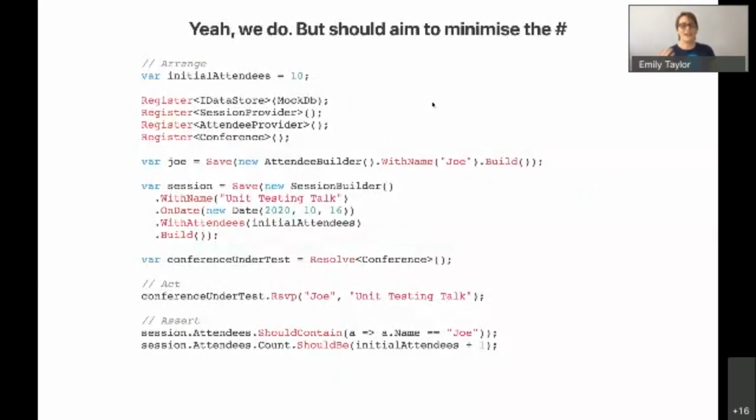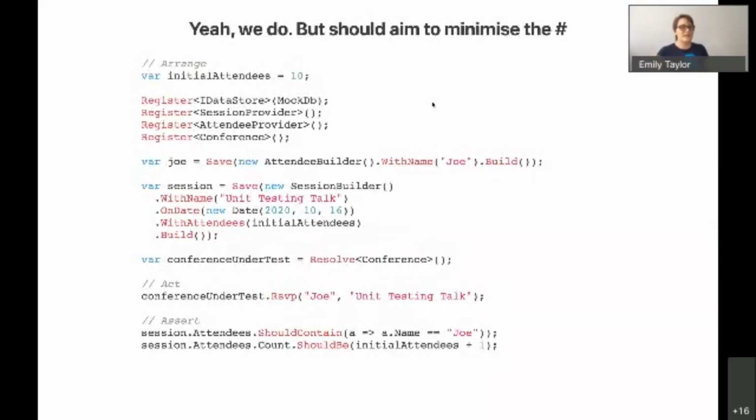So here we have a test that's registering a mock database. So we've got that integration layer abstracted away, isolated out. So we're isolated. We're registering real services though, and we've started using a real session provider, attendee provider, that sort of thing. And that's okay, because as we learned, a unit test doesn't necessarily mean just testing one thing. In this current code base, everything to do with that conference under test is implemented in a fairly tightly coupled, cohesive way.